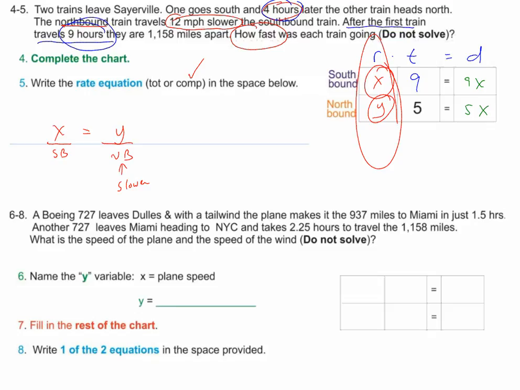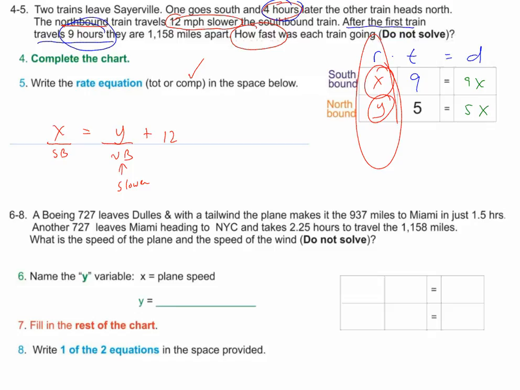So what do you do with the 12? You have to add 12 to the slower one. Or you could have, and I think one or two of you did, take 12 away from the faster one. So it's either x minus 12 equals y, or x equals y plus 12. Any questions on 4 and 5?